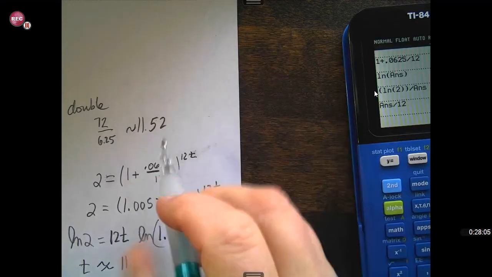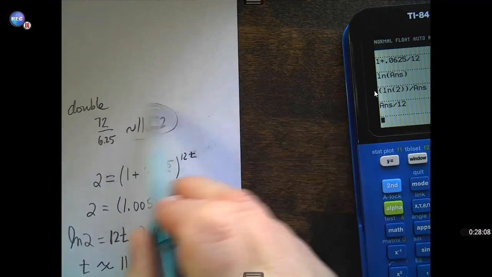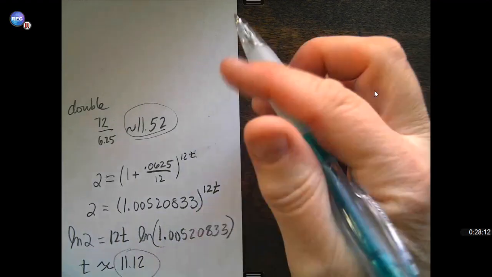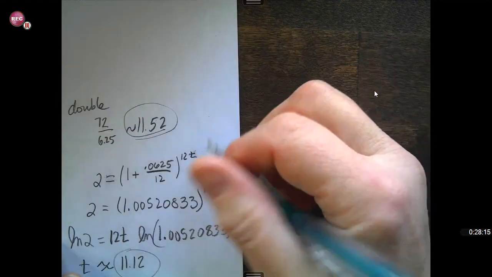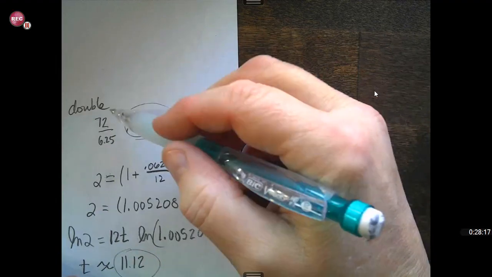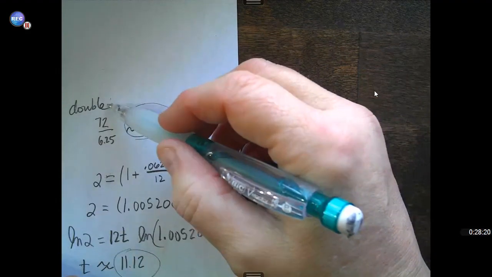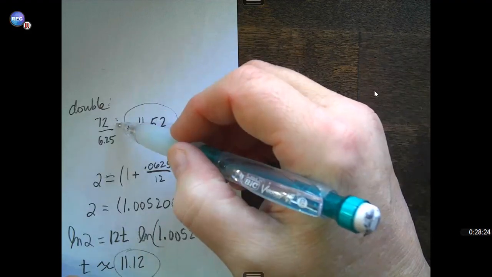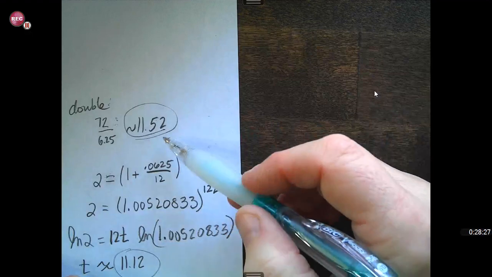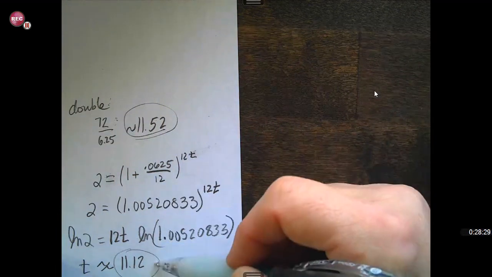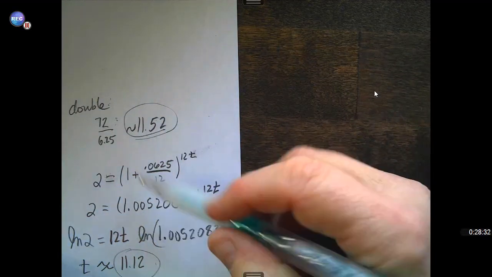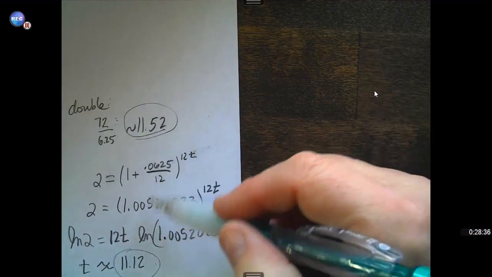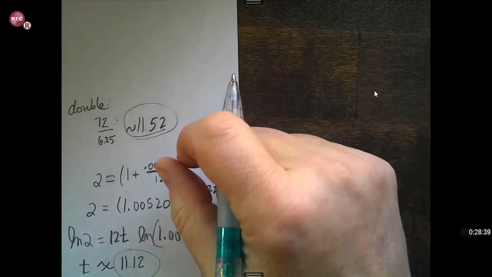So the rule of 72 told me 11.52. This is telling me 11.12. And to be honest, now I'm going to backtrack. I would not want you to use the rule of 72 here. The rule of 72 is for simple interest, and this wasn't simple interest. And that's why we have such a difference between our two values here. Okay, so you do need to set it up as an equation and solve the equation using the natural log.